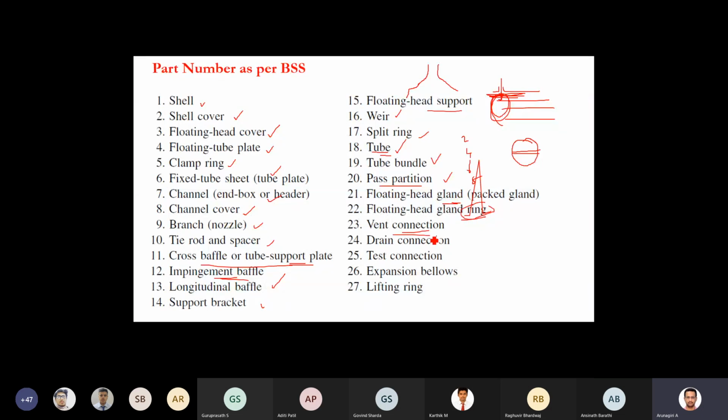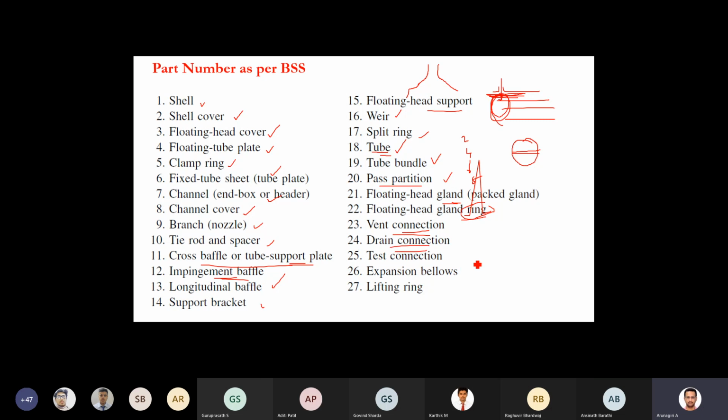Then vent connection. If your shell side is a heat exchanger with phase change, a superheated vapor is converted into saturated vapor, then it condenses to saturated liquid. In such cases you have to provide the vent. If it has some non-condensables, they can be removed. Otherwise, the presence of non-condensables will decrease the heat transfer rate. It will provide more resistance to heat transfer. So you often have to remove these non-condensables using the vent connection.